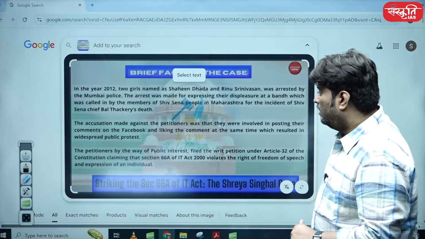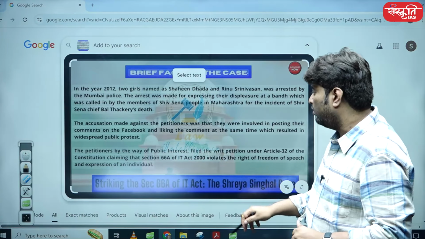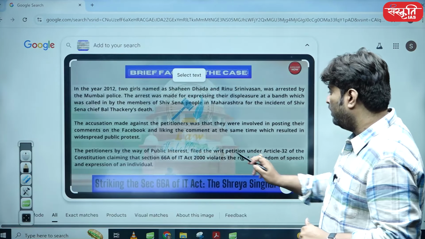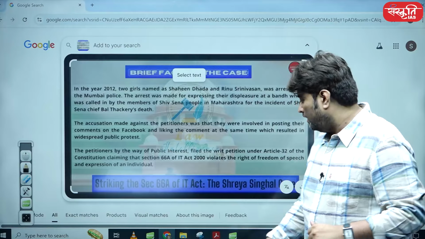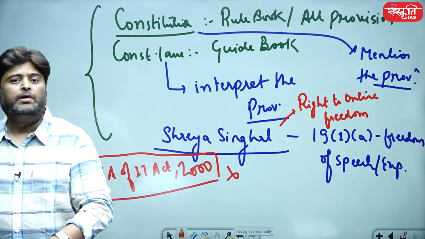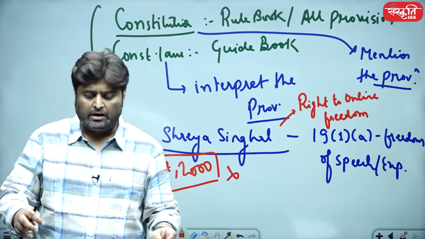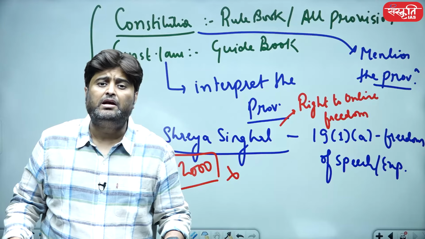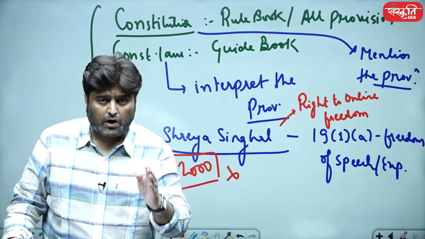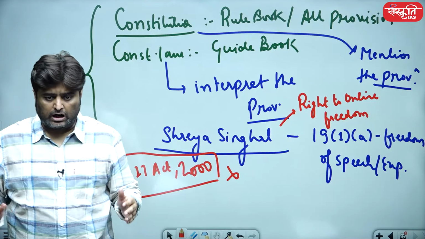The petitioner, by the way of public interest, filed the writ petition under Article 32 of the Constitution, claiming that Section 66A of IT Act 2000 violates the right of freedom of speech and expression of an individual. And that's what I have written it over here. So, how would you describe Constitution? It is only a provision. It is only a written provision. It is only a rule book. What really matters is not Constitution. What really matters is constitutional philosophy. What really matters is the interpretation of that Constitution. So look at my body language right now.